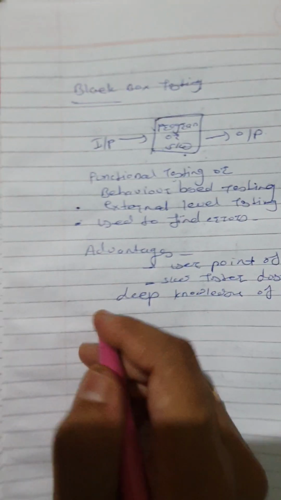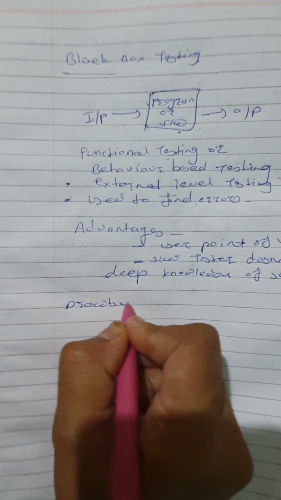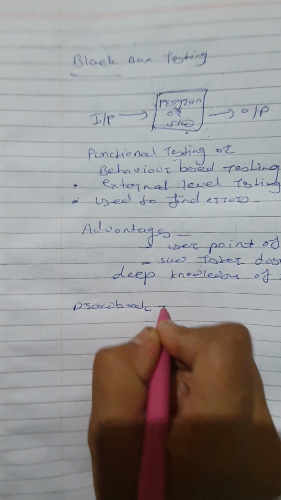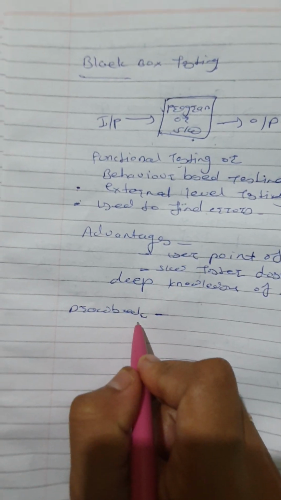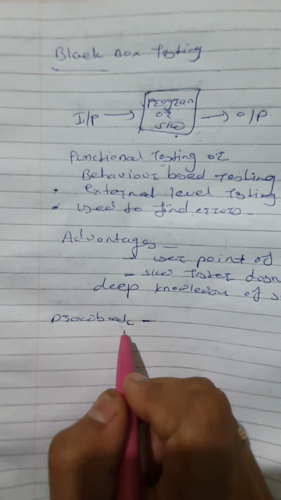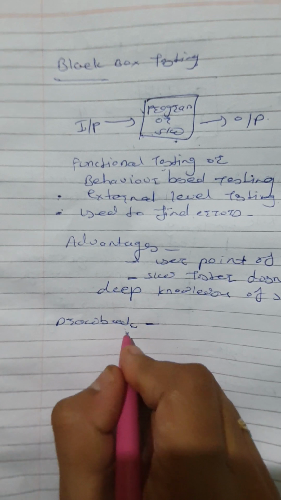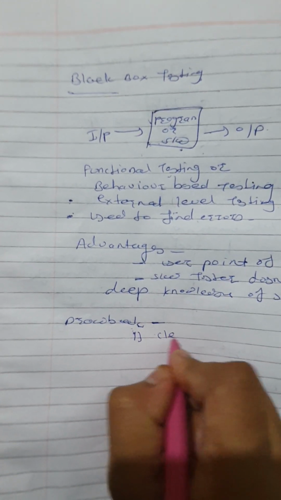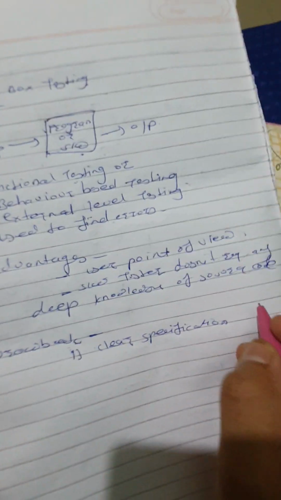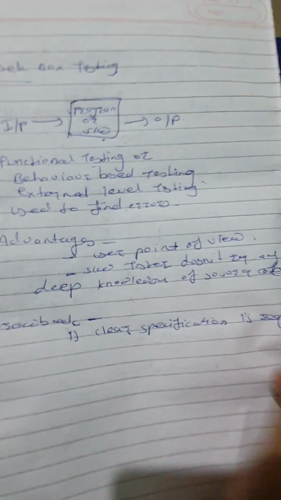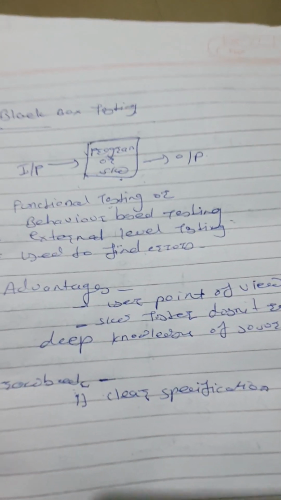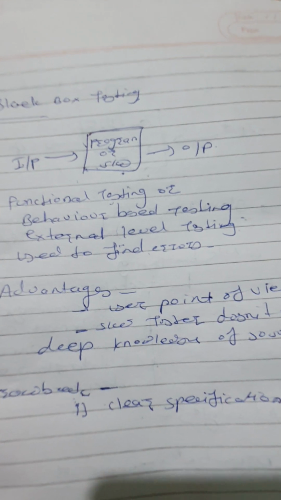And the drawbacks of black box testing. First drawback, without clear specification it is difficult to design test cases. This means clear specification is required to perform black box testing. If the specification is not clear, then it is very difficult to design test cases.